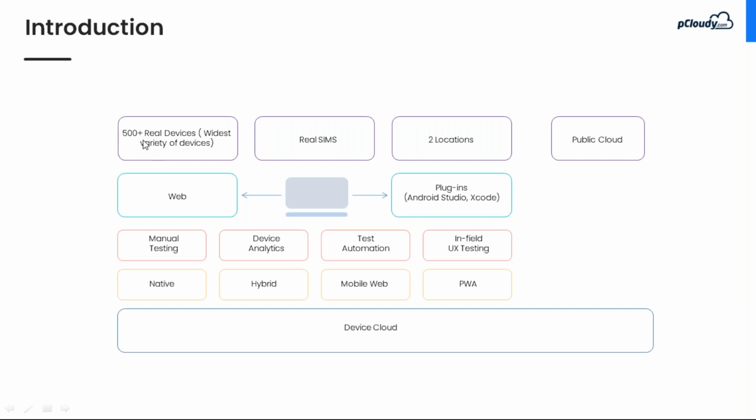So we definitely have around 600 devices at this moment with different hardware and software configurations. We do have devices with real operator SIMs. So in case you want to test your application with real operators and see how your application behaves on a specific operator, maybe like you want to see how it behaves on the Airtel network, you can use the devices which are equipped with Airtel SIMs or Vodafone or Jio for that matter, right?